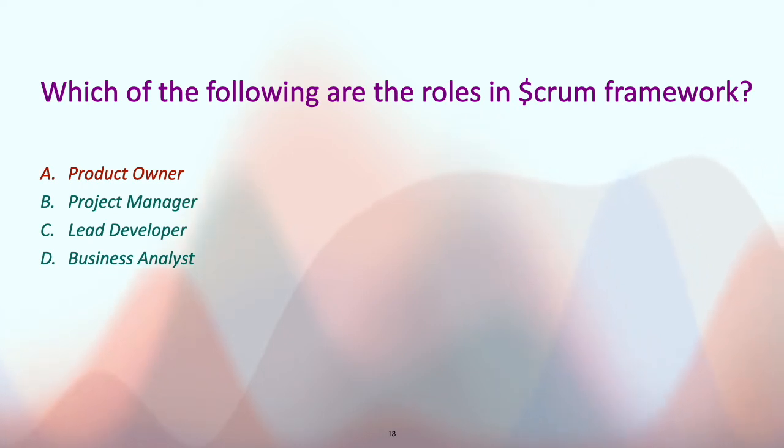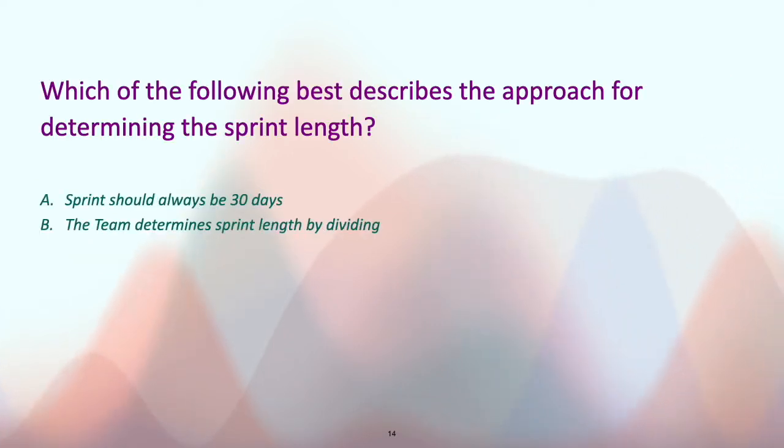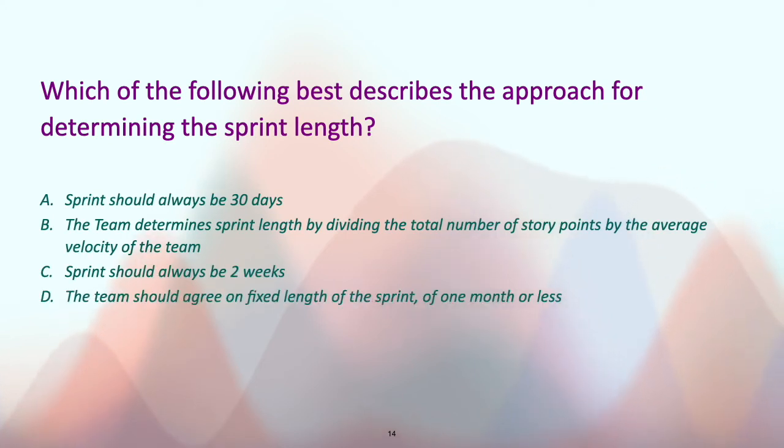Let's move on to the next question. Which of the following best describes the approach for determining the sprint length? So how is sprint length determined? Because when we say it's 2 weeks a sprint, it's 3 weeks a sprint. Which of the following options best describes the approach? It says a sprint should always be 30 days. The team determines the sprint length by dividing the total number of story points. That is like showing some sort of formula.